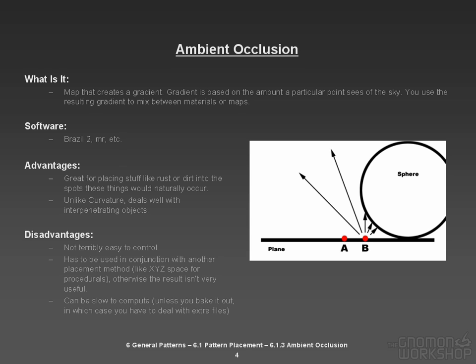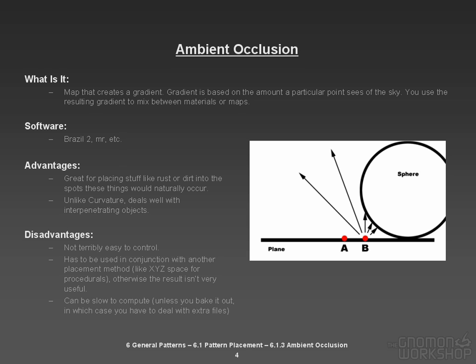So any modern ray tracer can do ambient occlusion, such as Brazil or Mental Ray or V-Ray or any of those. And the advantage of using ambient occlusion is that it's great for placing stuff like rust or dirt into the areas where they would normally occur, because stuff like dirt or rust tends to end up in the areas that don't see a lot of their environment. And then next we're going to discuss something called the curvature placement method, and this technique, unlike the ambient occlusion method, deals really well with interpenetrating objects.